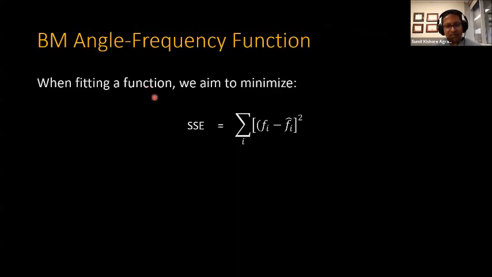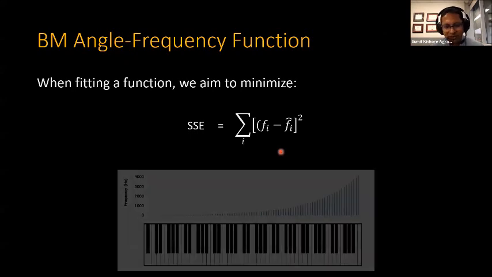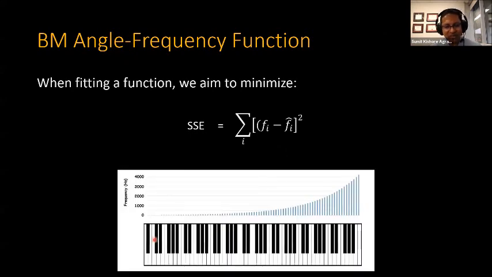Well, when we're fitting a function, we're trying to minimize the sum of squared errors. And we would think that we want to minimize the frequency error. So the absolute truth frequency versus what our formula would predict. But this may not be the best way to go. And the reason is, if you look at a piano, one octave at the low frequencies may go from 20 hertz to 40 hertz. So a 10 hertz error in the low frequencies is massive.